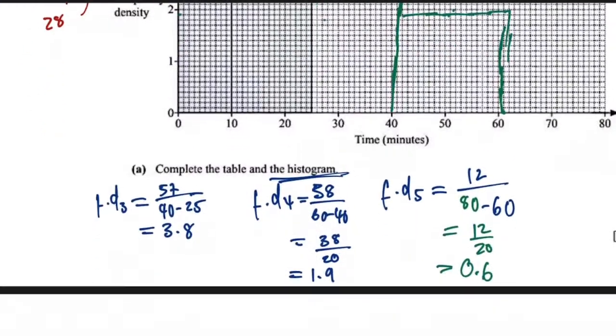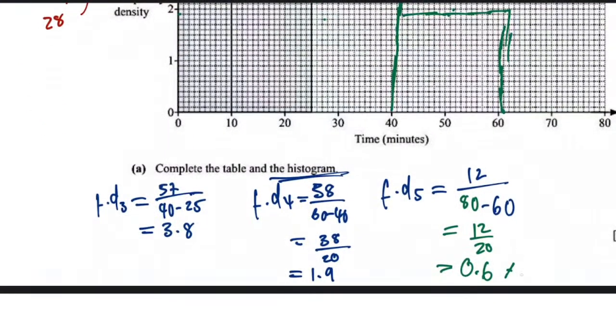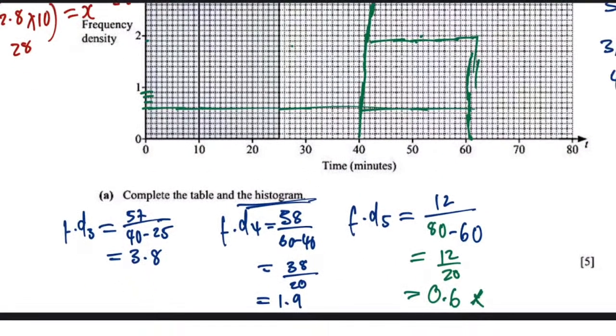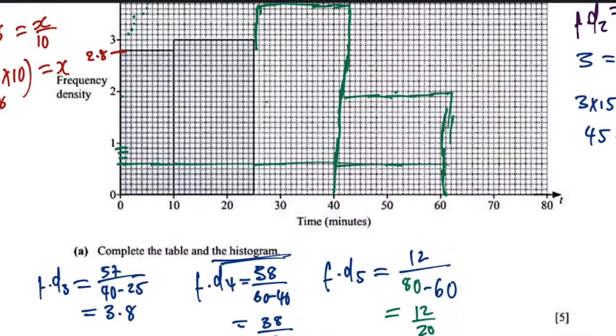All right, now we need to do 0.6 for the last one. That's the last one we've got to sketch. So it's 0.9, 0.8, 0.7, 0.6, so it's 0.6. It's going to be like this.